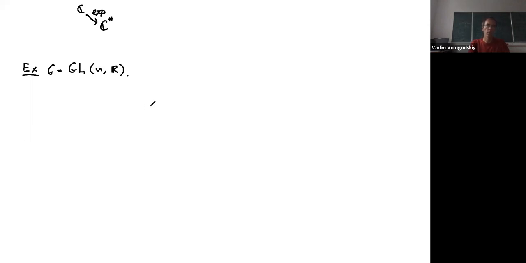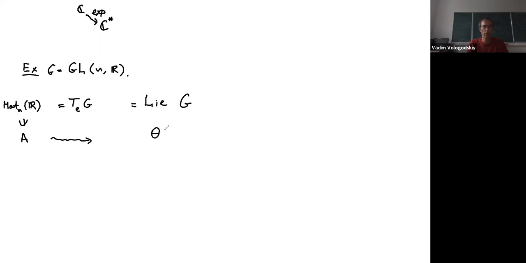Again, the Lie algebra of G as a vector space is this space, and because GL_n(R) is an open subset of the vector space of all matrices, you can identify it, as we did many times, with the space of all matrices. So if I have a matrix A, it gives me a vector field, and I had a formula for this vector field.